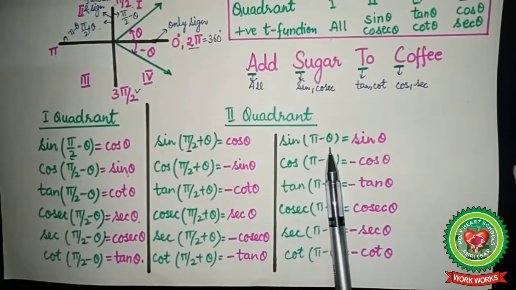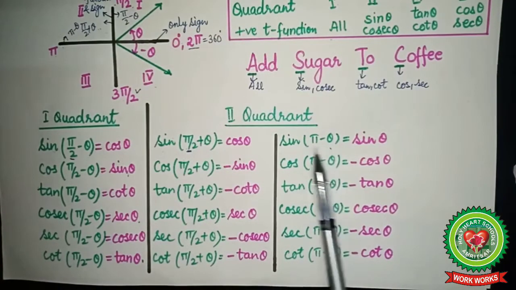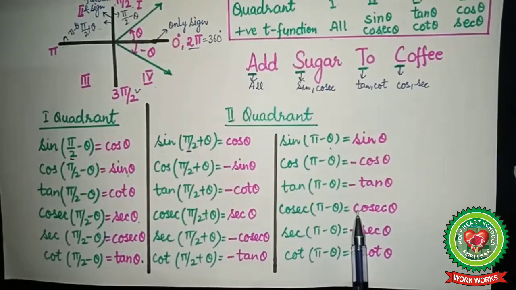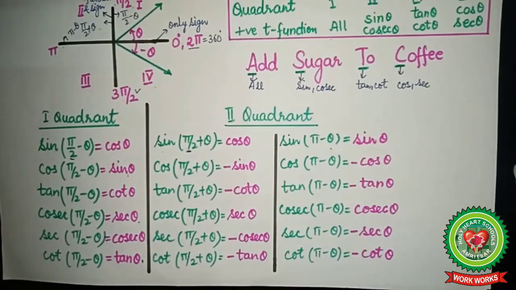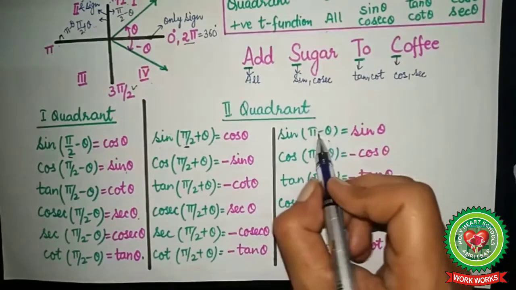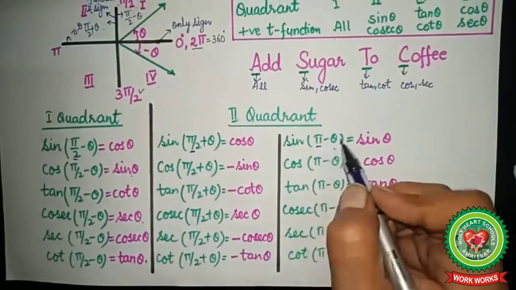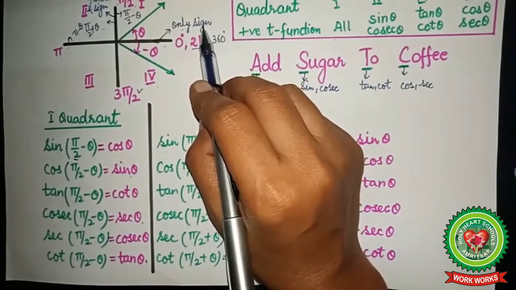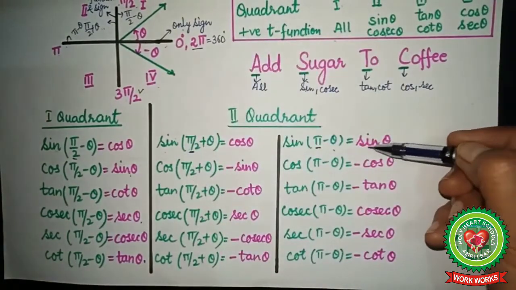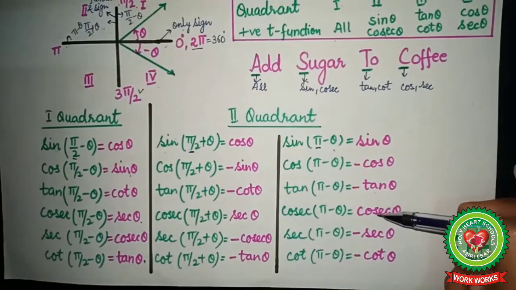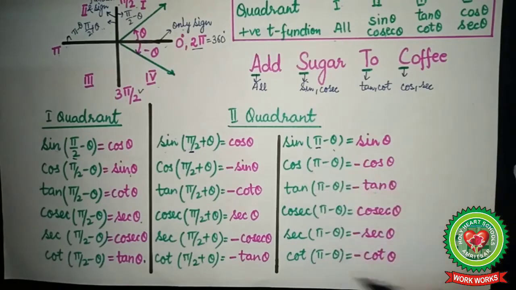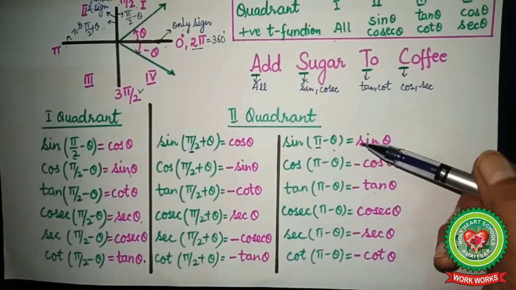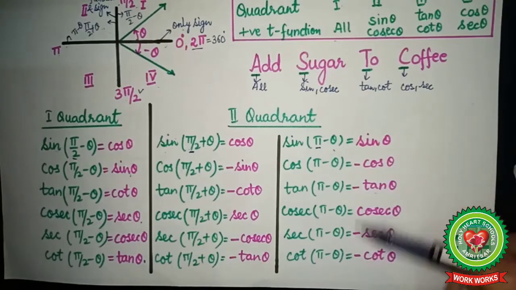Sin(pi minus theta), again it is in the second quadrant, so sine and cosecant will be positive, all others will be negative. Now as the angle includes pi, only the sign will change, the function will not change, so they will remain the same: sin theta, cos theta, tan theta, cosecant theta, secant theta and cot theta. Only the sign changes. Sine and cosecant are positive, all others negative.